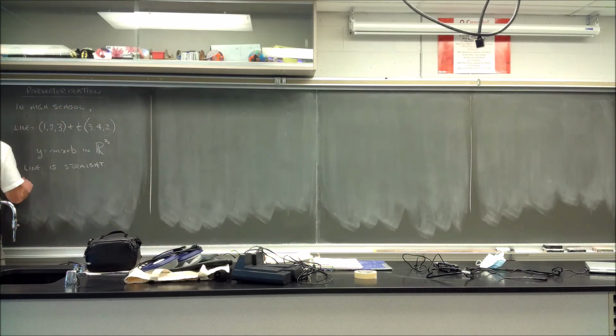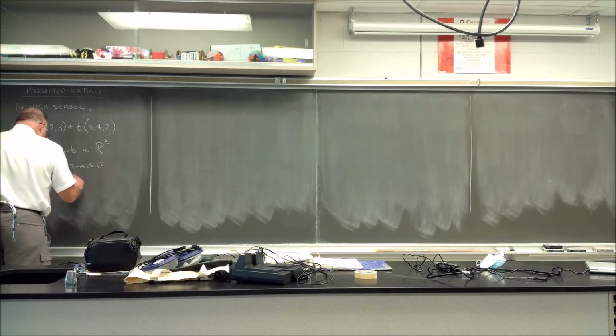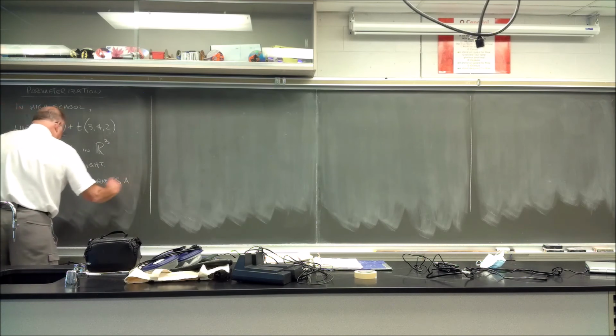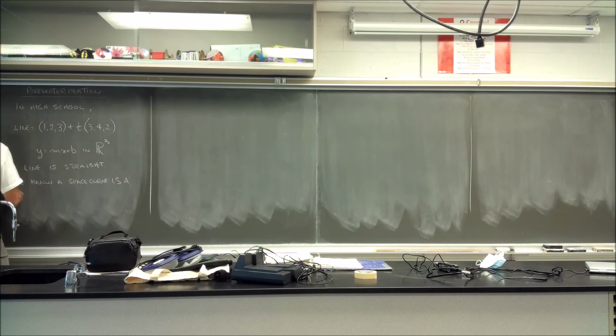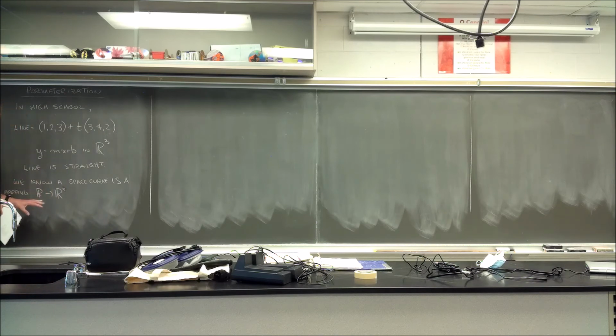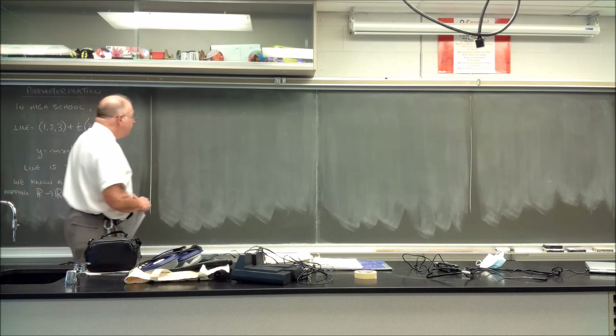We know a space curve is a mapping of R to R3. My goodness, folks, pardon me. Yeah, no, that's right. So we have a single variable argument, and it gives us a 3-dimensional coordinate.